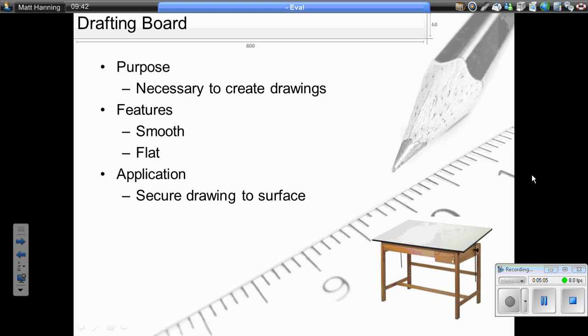To use it, who had the dots? Where's the dots at? Somebody give me the dots back. Thank you, Joey. Them dots there, now we just use masking tape. It's just simpler to use, but this is what you want to be able to secure your drawing.